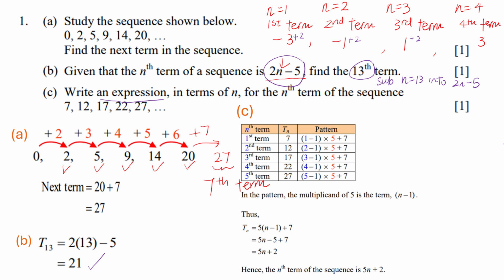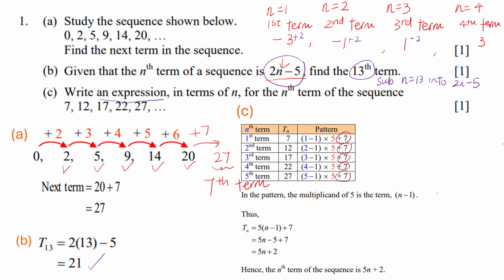So the first term is 7. The second term is 12, then 17, 22, 27. You'll see that to get the second term, basically you just take 7 plus 5. Every term you just add 5: 7 plus 5 gives you 12, 12 plus 5 gives 17, 17 plus 5 gives 22, 22 plus 5 gives you 27. So you see that I have a plus 5 here.